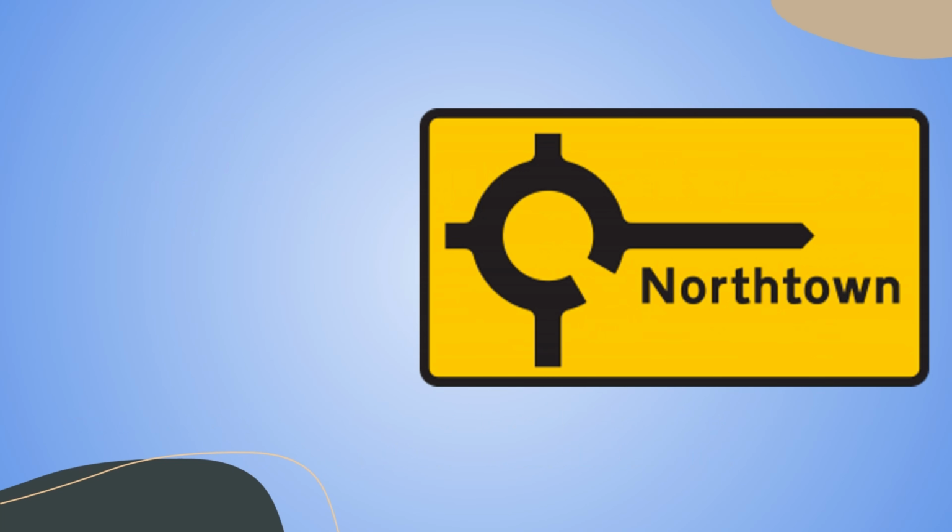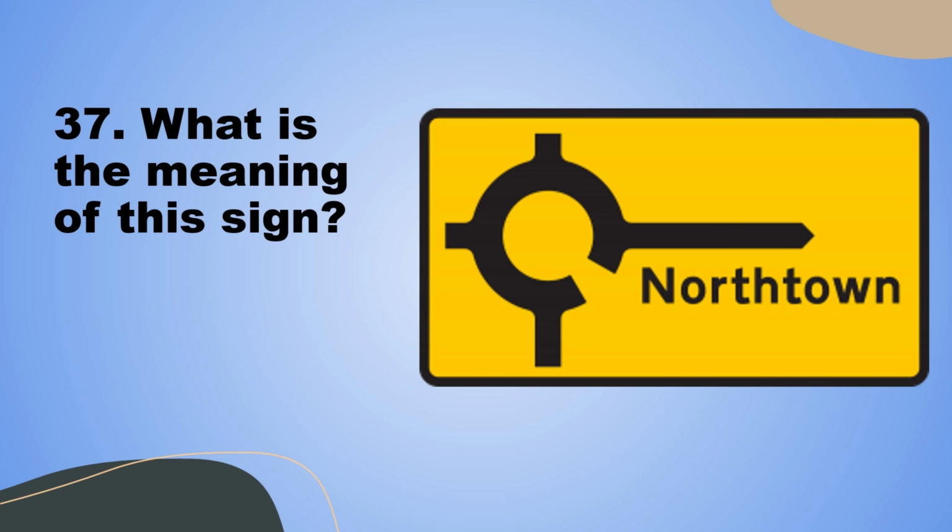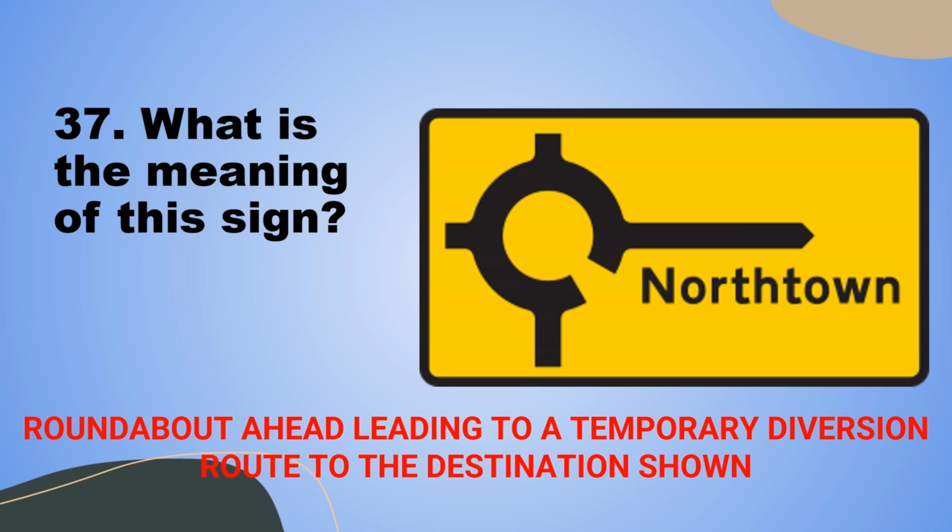Next question. What is the meaning of this sign? The roundabout ahead is leading to a temporary diversion route to the destination shown. So automatically you can associate the color yellow with diversion. So when you see the color yellow, you can kind of think, okay, this is an instruction for a diversion. So on this particular sign, the roundabout ahead will lead you to the diversion, to the destination shown, in this case, North Town. Let's have a look at the next sign.